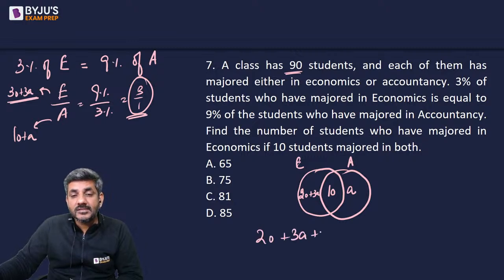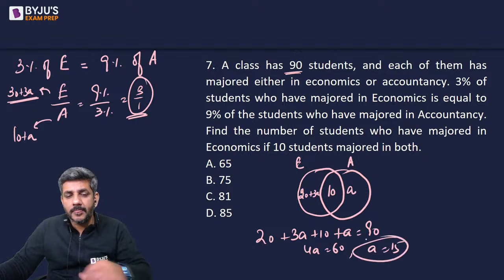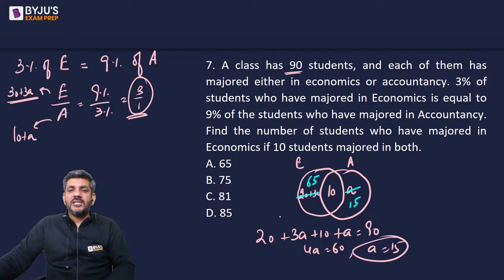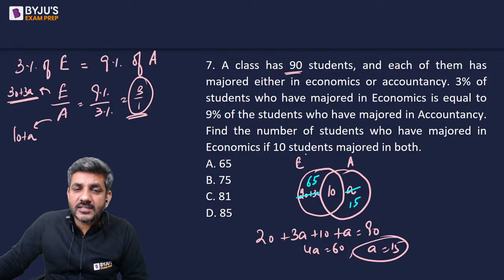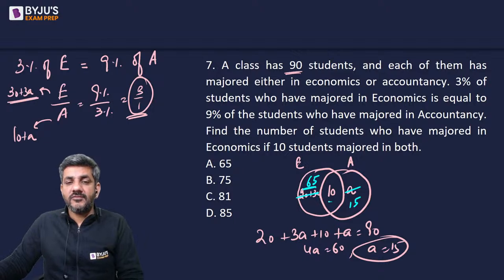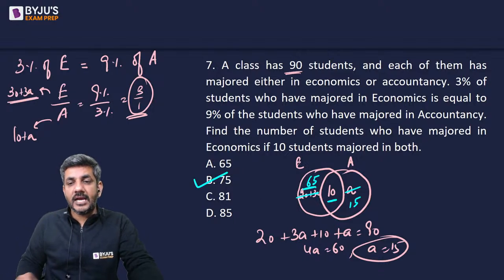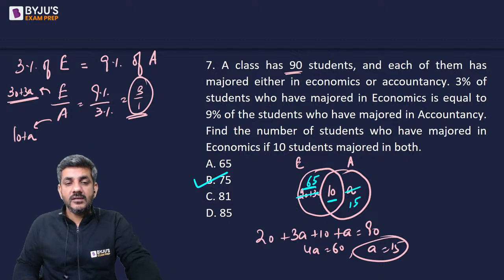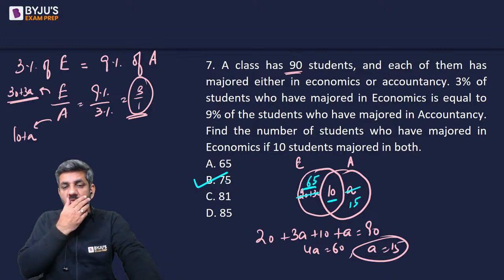सो 20 प्लस 3A प्लस 10 प्लस A is equal to 90. So 4A is equal to 60 or A is 15. If A is 15, this number is 15. This number is 65. Question is asking that how many students have majored in economics. It is 65 plus 10, that is 75. So 75 is the right answer for us. The number of people who have majored in economics is equal to 75.